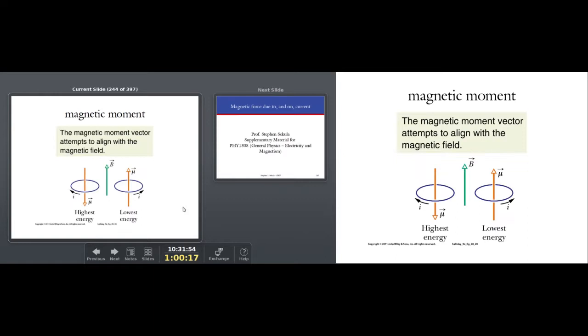Okay, and then this is just pointing out what I said here. You can align loops of current along or against a magnetic field, just like you can align dipoles, electric dipoles, with or against the field. And the aligned is the low energy configuration, and anti-aligned against the field is the high energy configuration, just like electric dipoles.